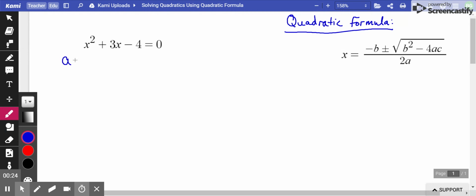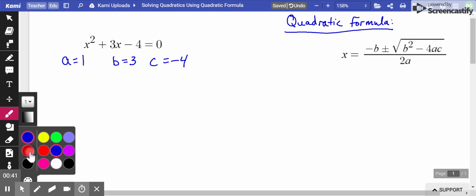So the first thing you need to do is determine what a, b, and c are. Here a is the coefficient for the x squared, which there's nothing there, so it's an implied 1. B is the coefficient of x, so it's 3. And c is the constant term, which is negative 4.